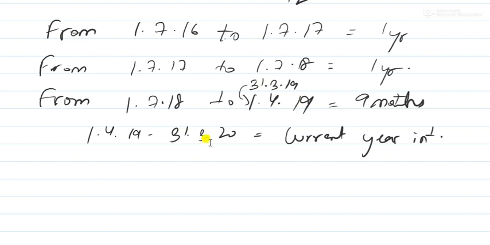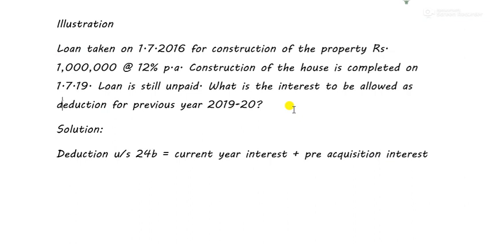Because from here till here, current year interest will be deductible. Right? So therefore from 1 7 18, I'll only move forward to 31st March 19. Even if here was 1 11 18, then I would move to 31st March 19 if the house was completed in 2019. Okay, 9 months. So simple. The sums will be same.